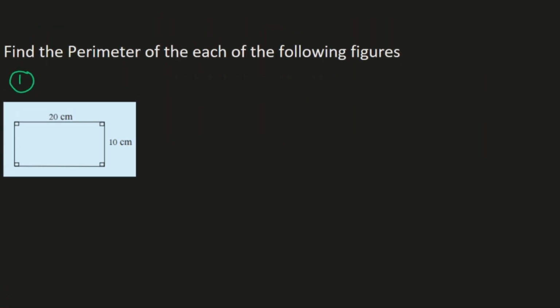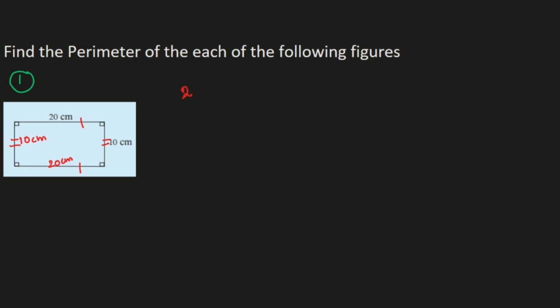So this is the first example. What do you have to do here? You have to find the perimeter of each of the following figures. Right. So the first figure is, what do you call this? It's a rectangle. You know that in a rectangle, the opposite sides are equal to each other. So if this is 20 centimeters, then this side also will be 20 centimeters. If this is 10 centimeters, then this side also will be 10 centimeters. So there are two methods that you can actually use.